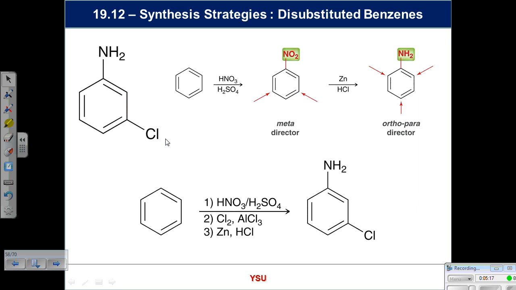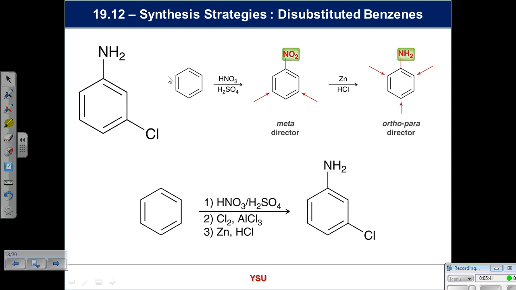The decision you have to make, and what is tricky and kind of fun when you get it, is when to do what. So if I were to put the chlorine on first, would that be a good thing or a bad thing? It wouldn't make any sense, right? Because that's an ortho-para-director, and the next group would have to go in the meta position. If I were to put the nitro group on and then reduce it to NH2, is that a sensible thing to do? No, because NH2 is ortho-para-directing, and you want this next group to go in the meta position.